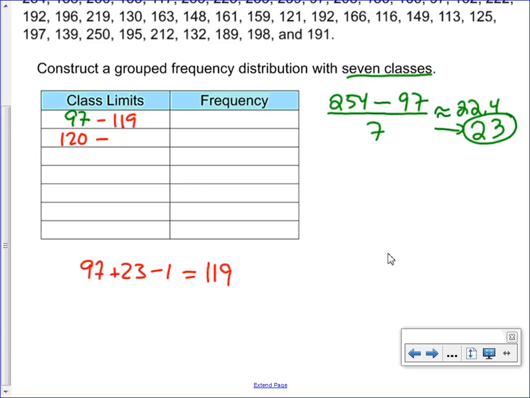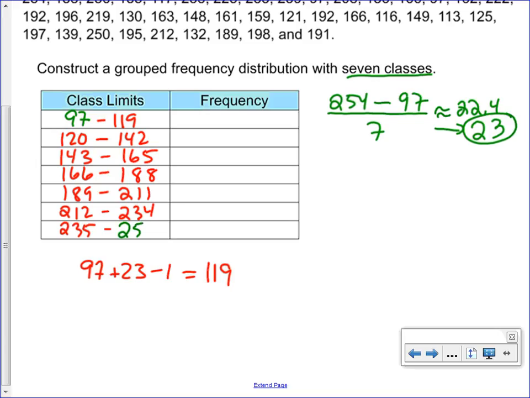142, yeah, 142. Good. And then 143 to 165, and 166 to 188, and 189 to 211, okay, 212 to 234, and 235 to, where is it? 257. Notice that I wrote that green.